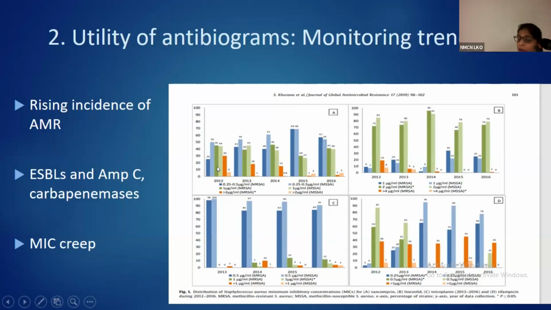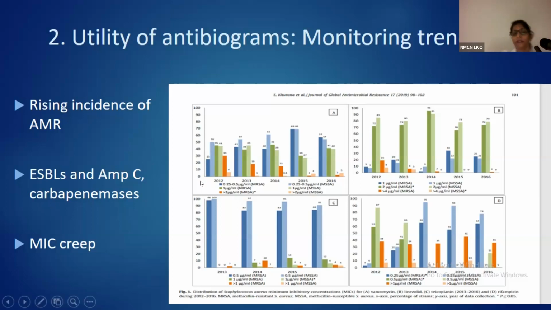By MIC creep, I mean that the MIC should rise gradually during the few years. So if we look at the darker bars, dark blue, dark green, and dark orange bars, this is for methicillin-resistant Staphylococcus aureus. In MRSA, vancomycin is the mainstay of treatment in many situations, and it is seen that an increase in MICs of vancomycin is associated with poor clinical outcome, clinical failure.